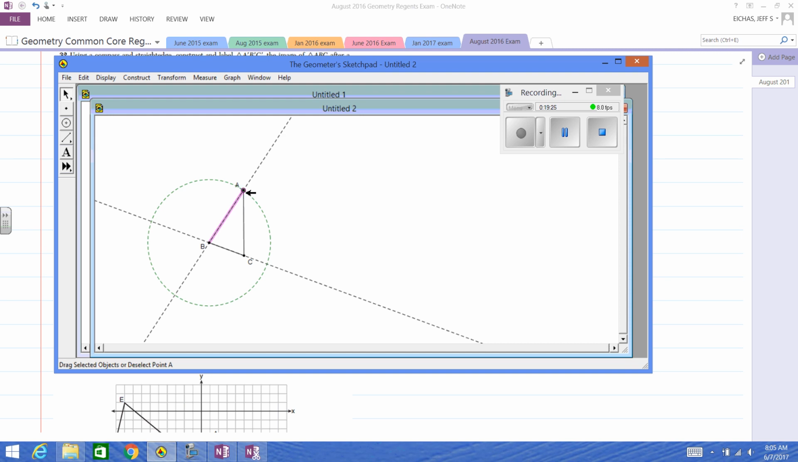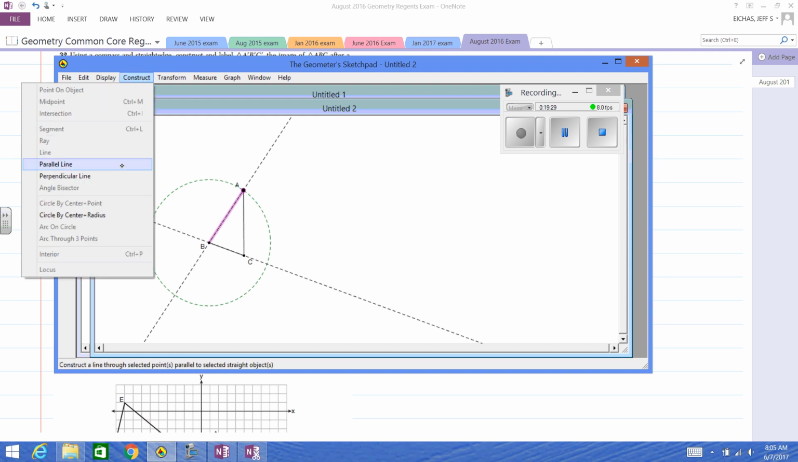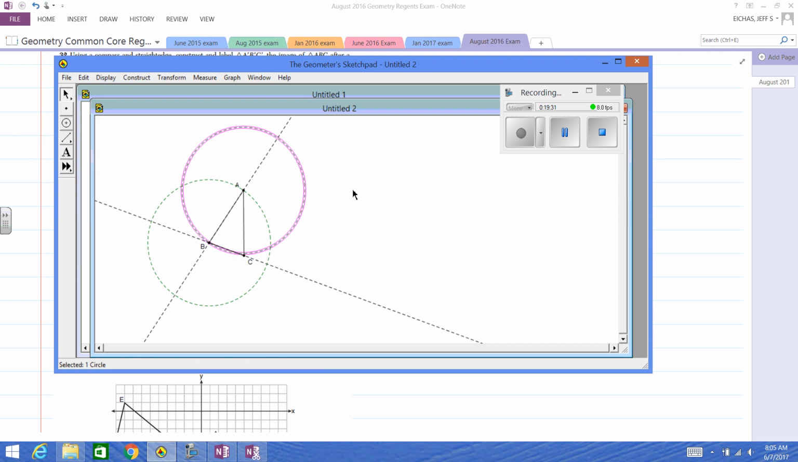Now what we're going to do is put our compass tool on A and repeat that. Circle by center and radius. Okay, right there. So what just happened was my dilation, my scale factor for the dilation is 2. So I doubled the distance from A to B. You want twice that distance. That's where A prime ends up. Okay, I'm going to do the same process over here on C.